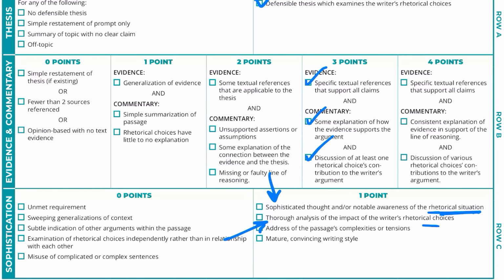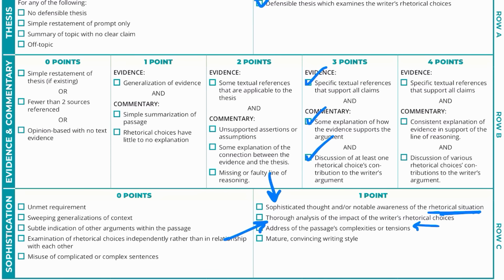Address the passage's complexities or tensions. Maybe the person speaking has to speak to multiple audiences at once. Maybe the person speaking is kind of speaking out of both sides of his mouth. That complexity, that tension, that uncertainty, if you identify that specifically and develop it, is a way to earn the sophistication point. The final way is a mature, convincing writing style.